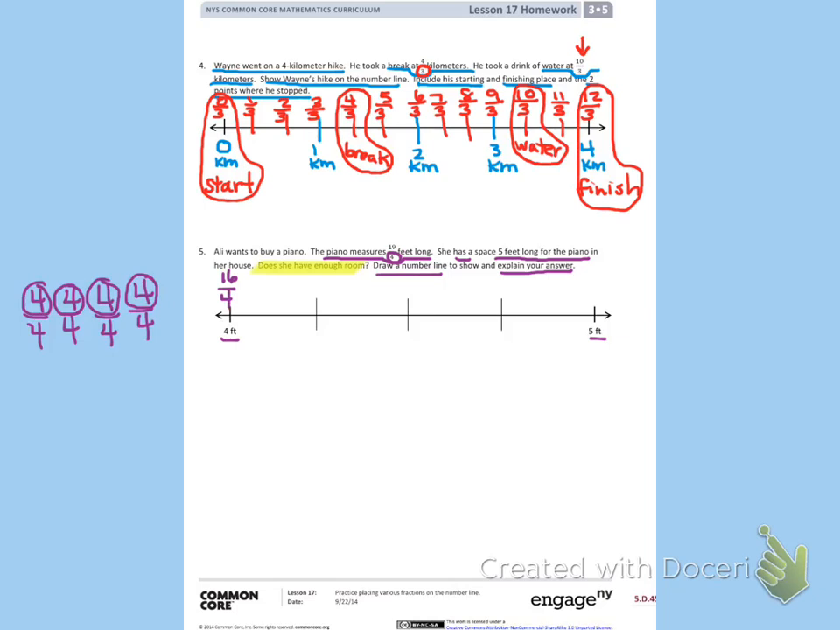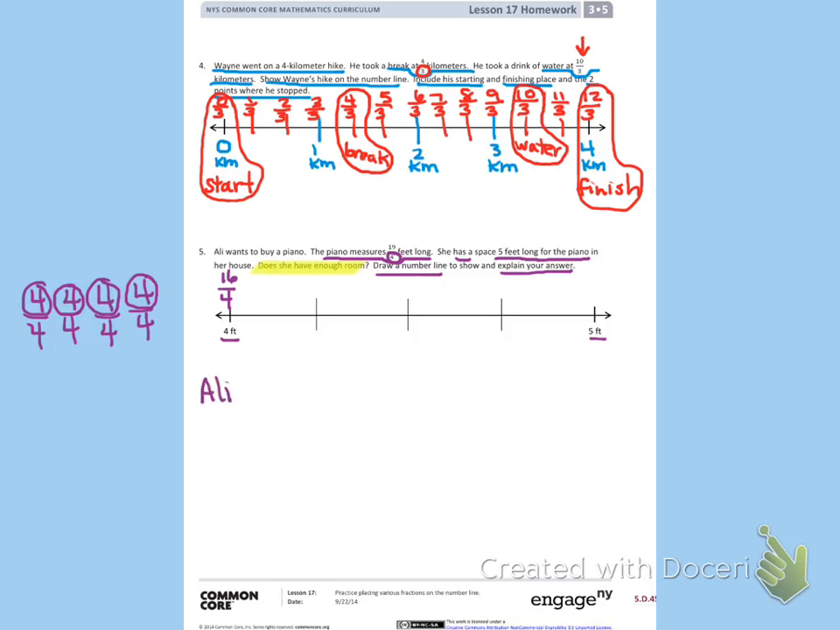I'm going to let you finish labeling the rest of the number line. Then you have to determine if she has enough room. Remember, the piano measures 19/4 feet long. If she has 5 feet available to put the piano in her home, will the piano fit in her home? Does she have enough room? We need to answer the question.